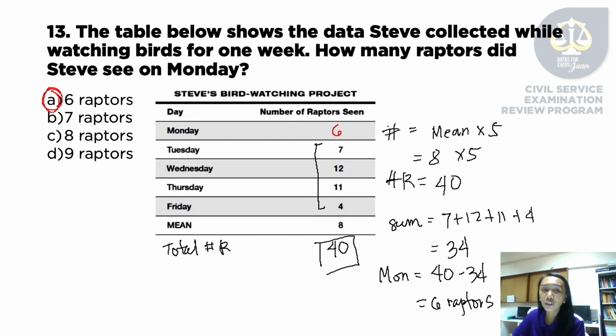Okay, so kung gusto nyong i-check, ipag-add nyo lang po ito. That would give you a sum of 40. And then, para makuha yung mean, i-divide natin sa 5. At yung 40 divided by 5 ay equals to 8. So, ibig sabihin, tama po yung ating sagot.